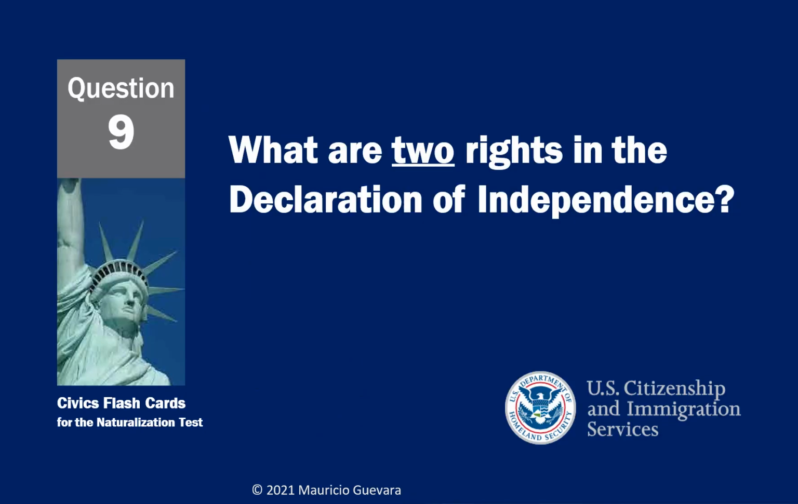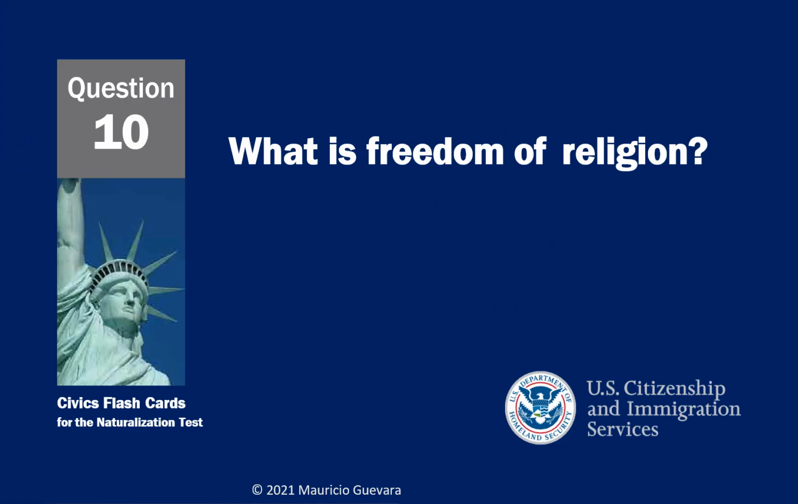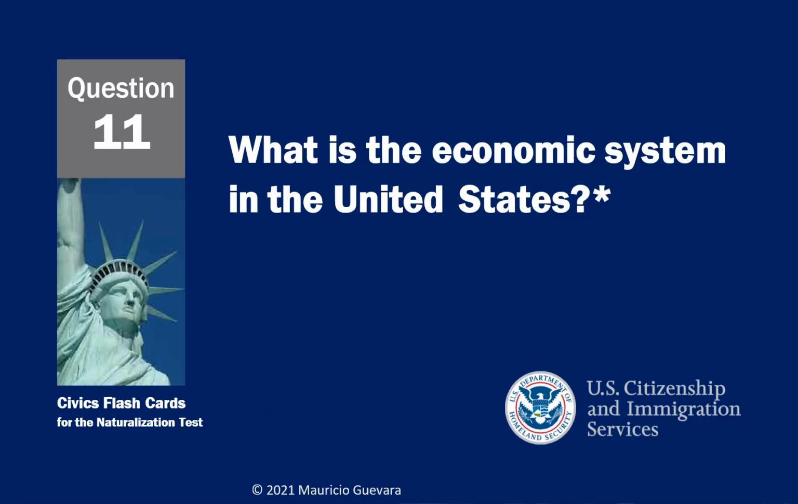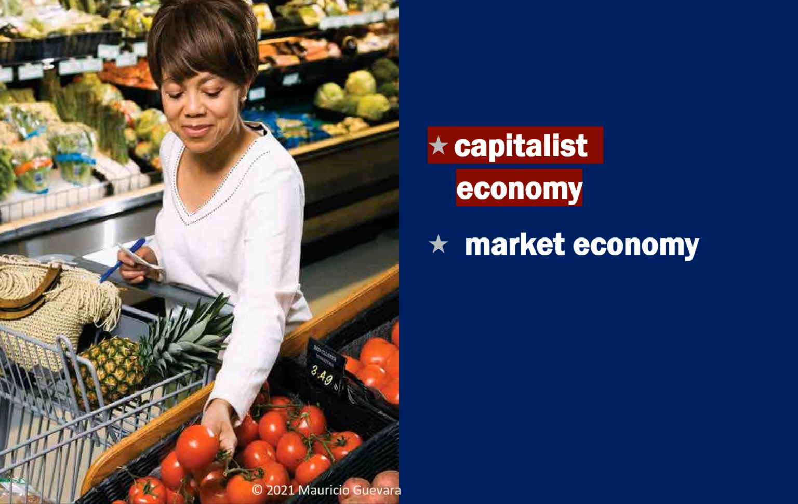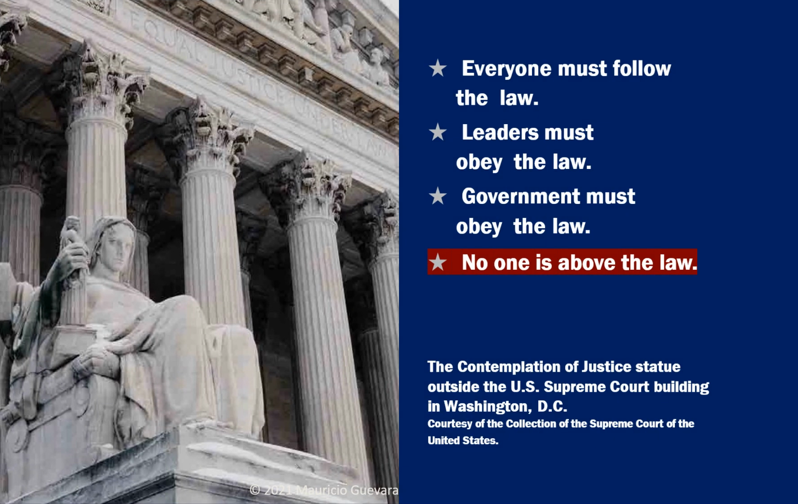What are two rights in the Declaration of Independence? Life and liberty. What is freedom of religion? You can practice any religion or not practice a religion. What is the economic system in the United States? Capitalist economy. What is the rule of law? No one is above the law.